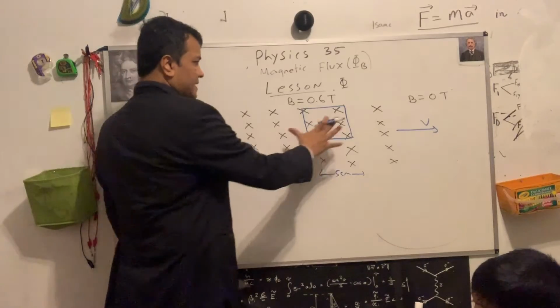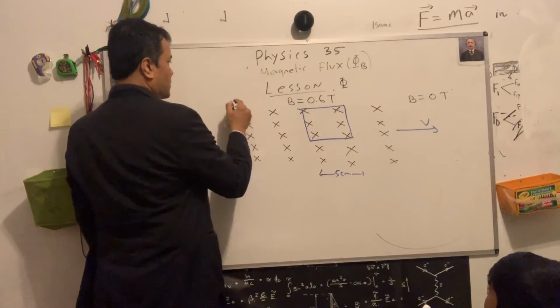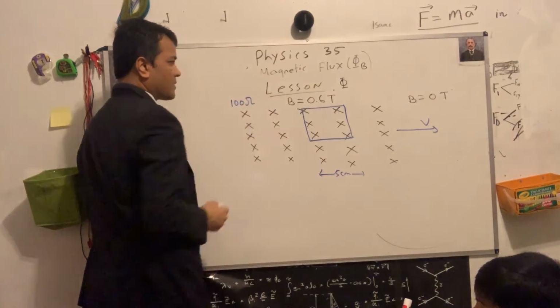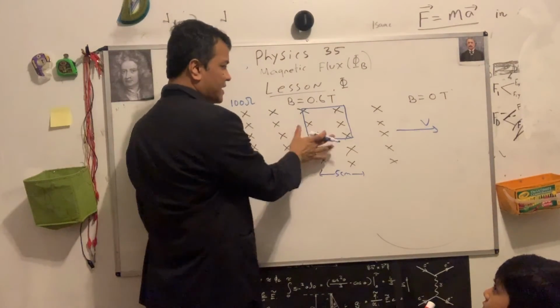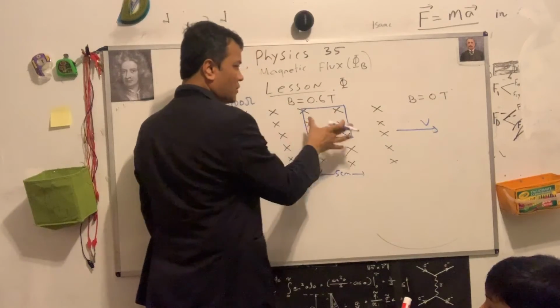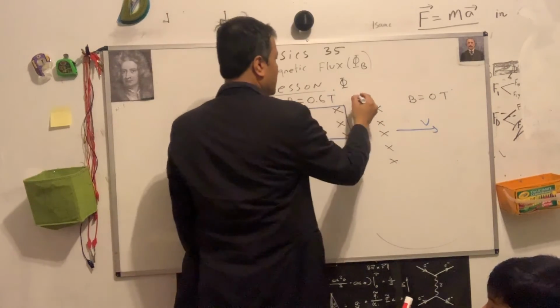This magnetic field and this system has a resistance of 100 ohms, and it takes 0.10 seconds for the loop of the square to move.